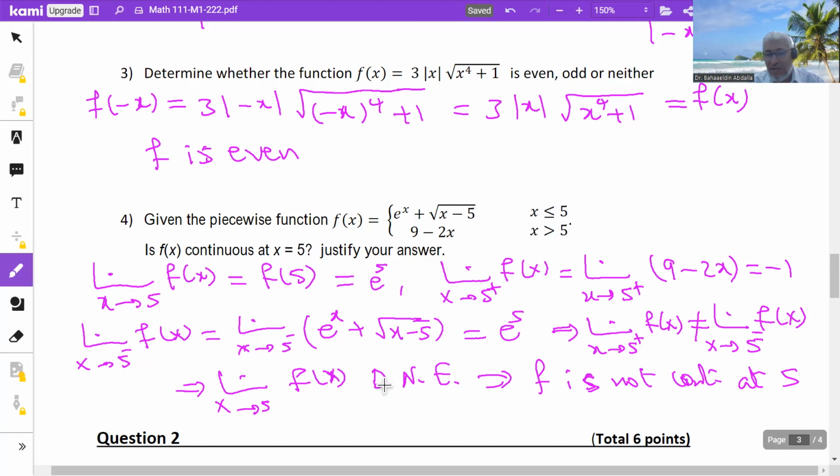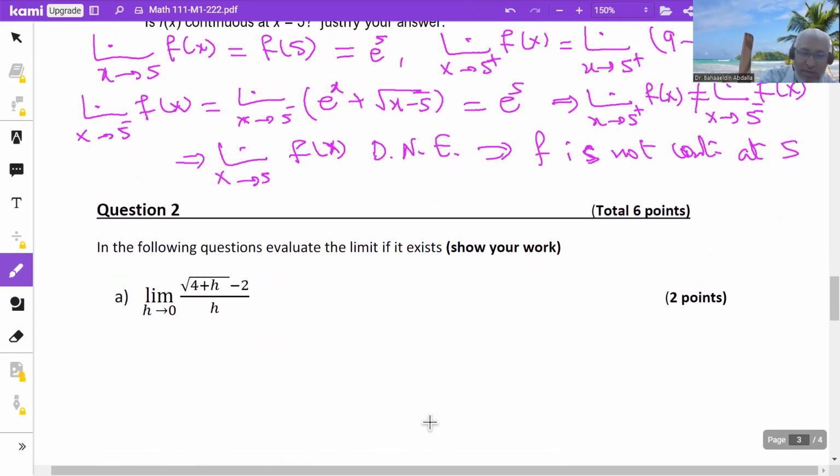Here, for example, you can say that the function is continuous from the left, because limit f of x when x approaches 5 from the left is equal to f of 5. So if he asks, f is continuous from the left of 5, but it is not continuous from the right, and it's not continuous in general because the limit does not exist. In the following questions, evaluate the limit.